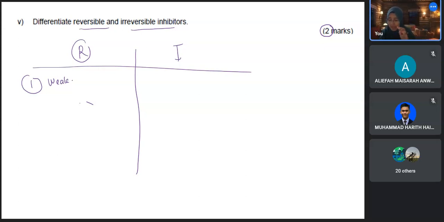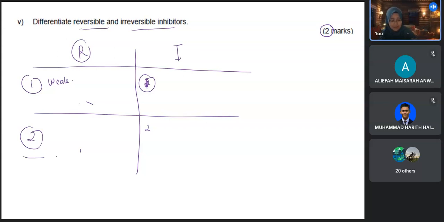Tapi, such as apa weak bonds? Hydrogen bonds. Okay. Tapi kalau irreversible, the interaction between the enzyme and the inhibitor is through strong bonds, strong covalent bonds. Okay. So that is for the first point. Second point, macam mana inhibitors tu bind pada enzyme tu? Kalau weak bonds, obviously the binding will be loose binding. So the inhibitors bind loosely to the enzyme. Tapi kalau yang irreversible, bind tightly, permanently to the enzyme.